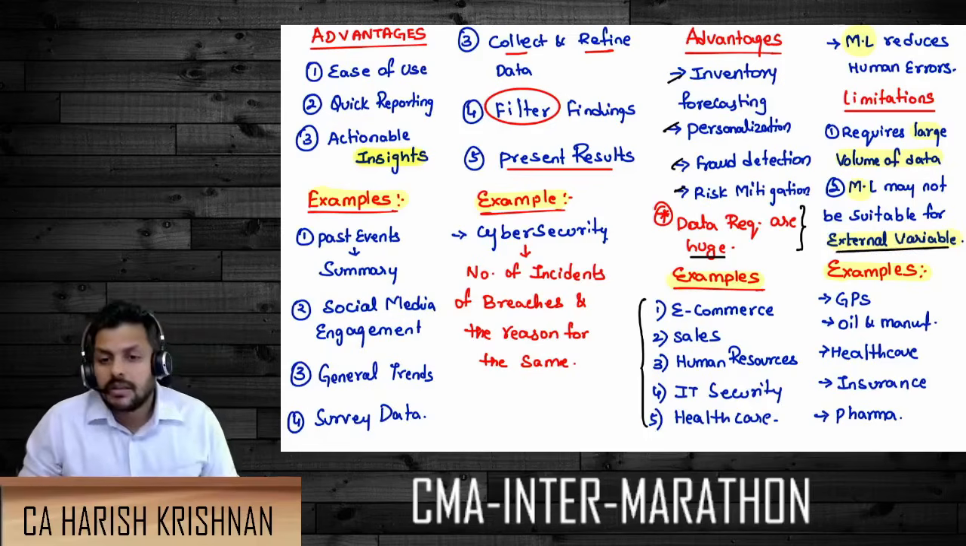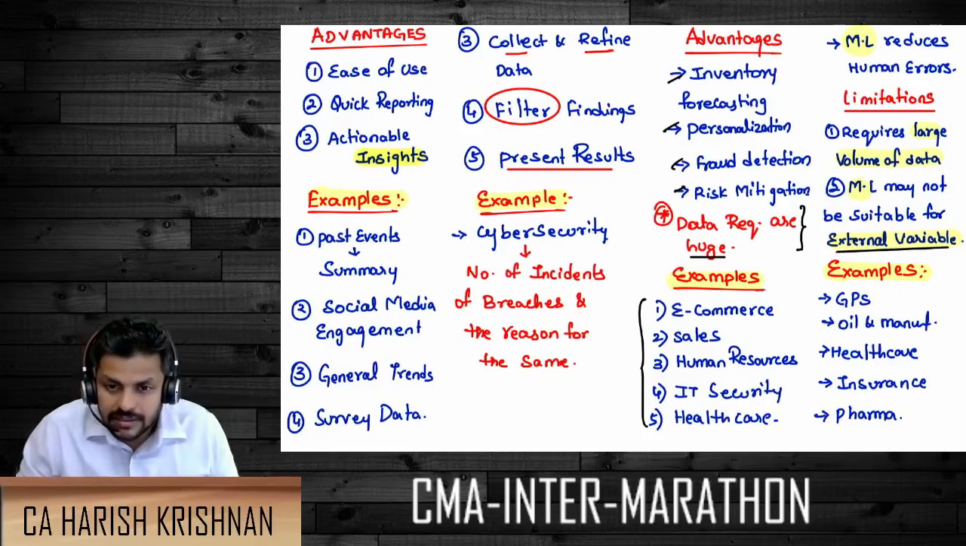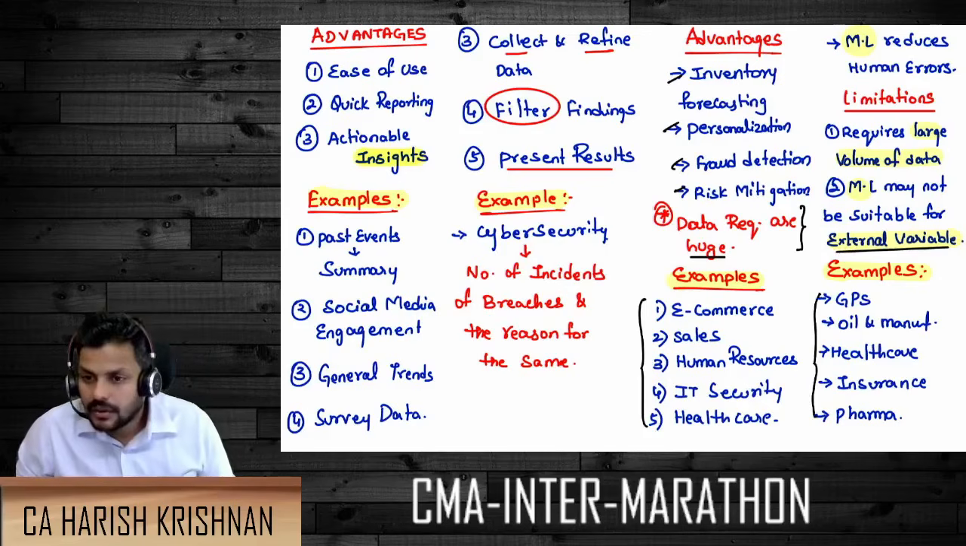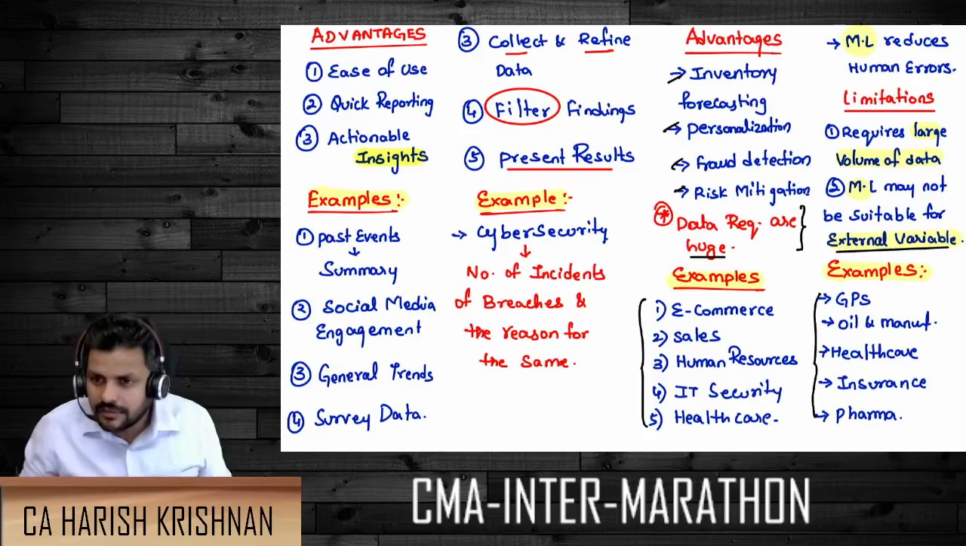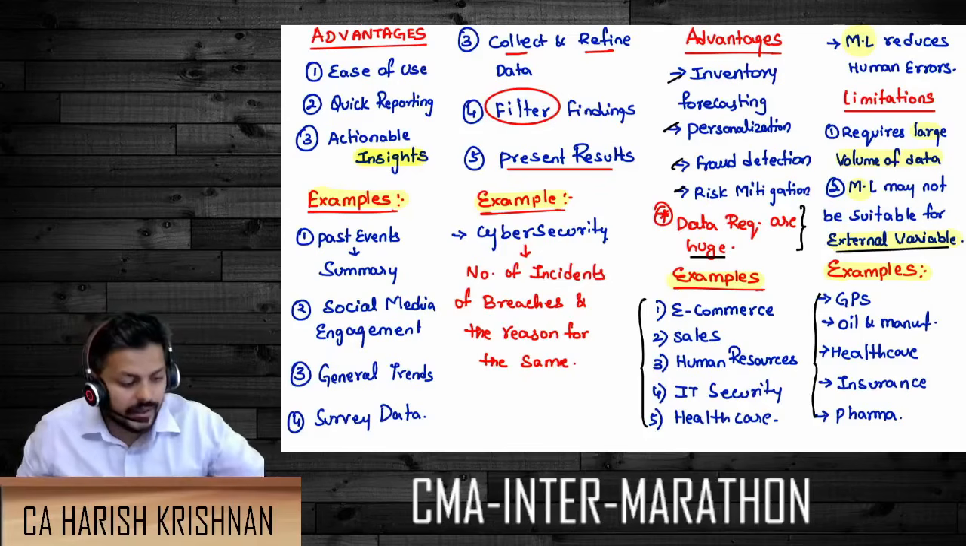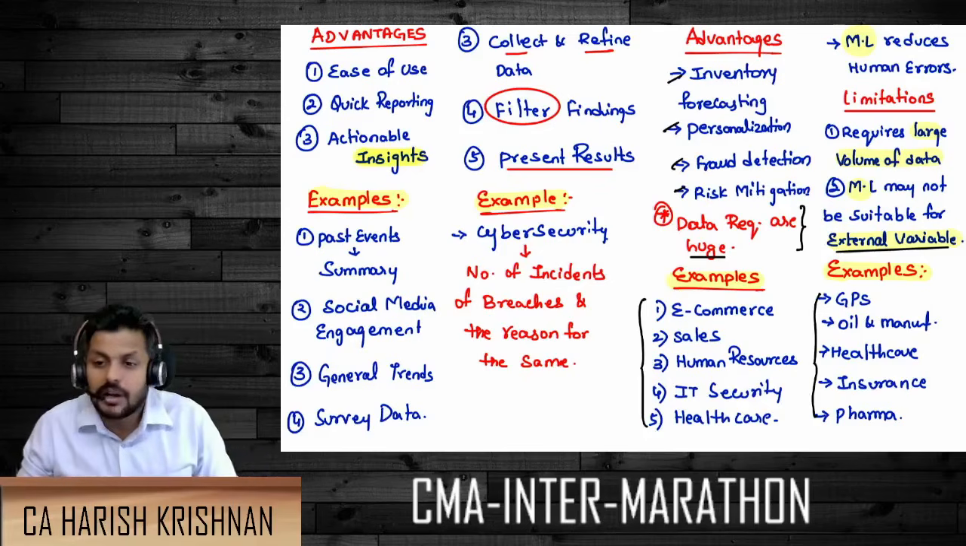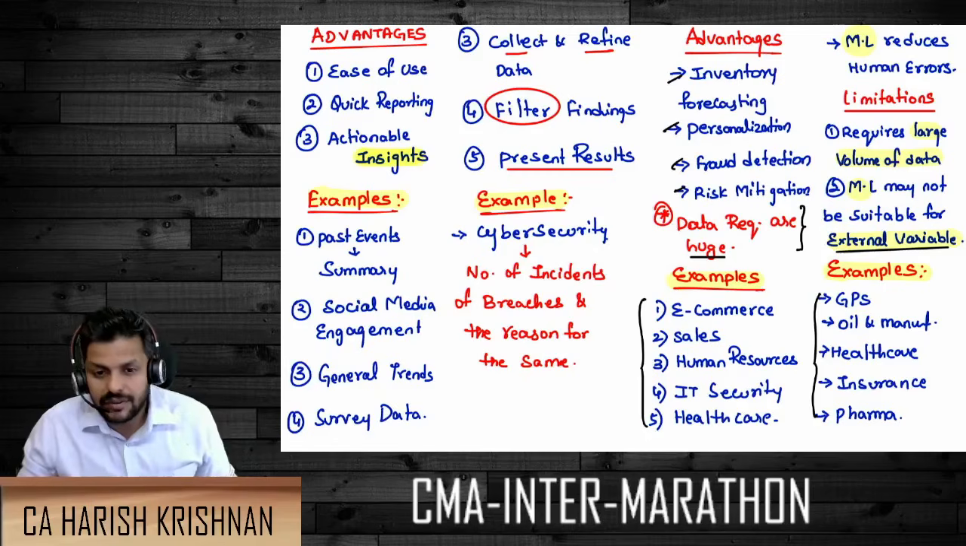So in GPS, oil and manufacturing, healthcare, insurance, and pharma, in all these industries you can use this analysis because a lot of data is available. Prescriptive data analytics is like in maps, when they say GPS, where something is going, where something is not going, depending on that, you can again figure this out.